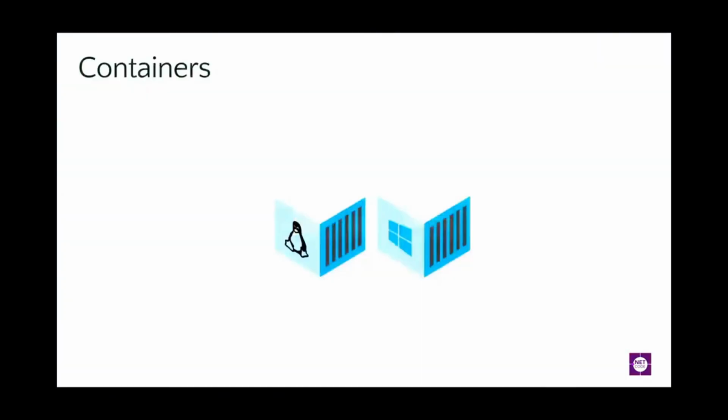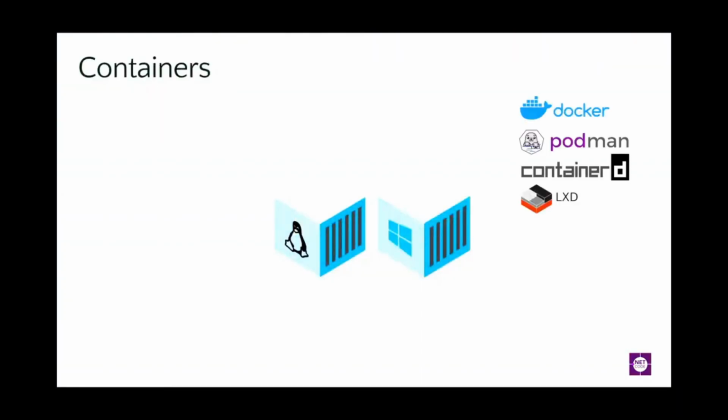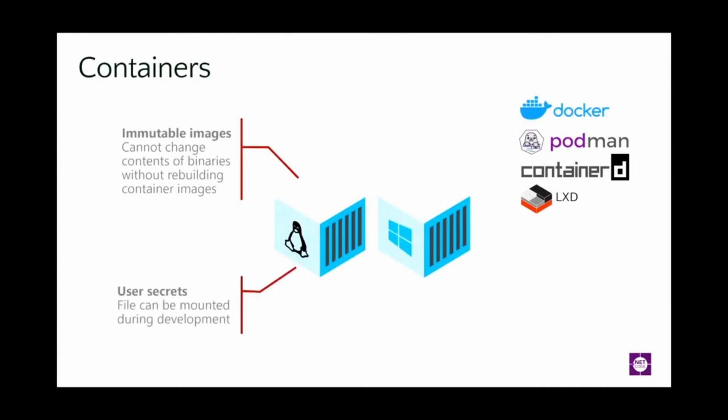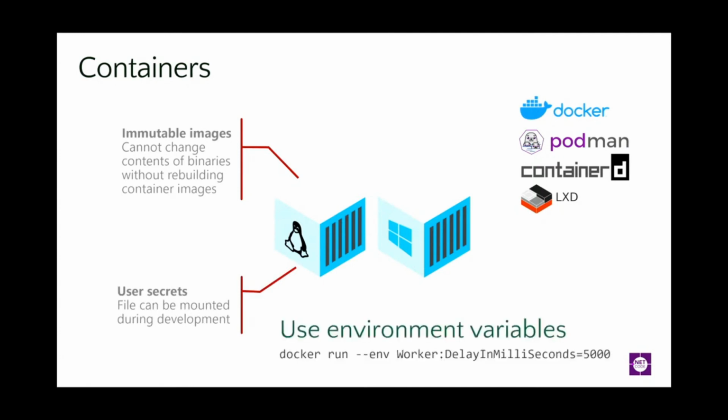So I could do a quick thing on containers. If you've used them, they're immutable, so everything that's inside can't be changed. User secrets can be mounted during development, not in production. So how do you deal with that? Well, you pass it environment variables. That's the way you push the configuration in that needs to be changed.